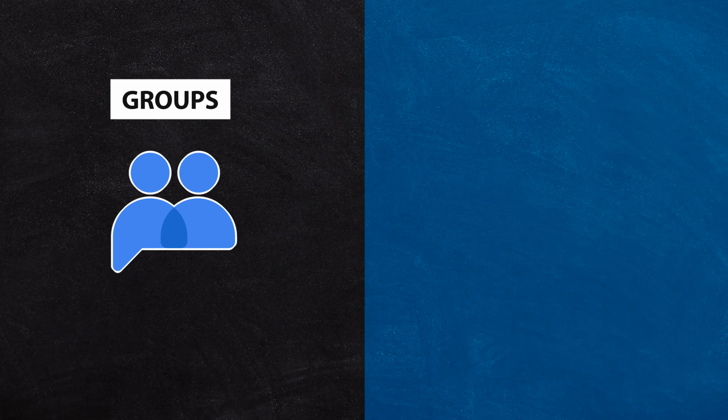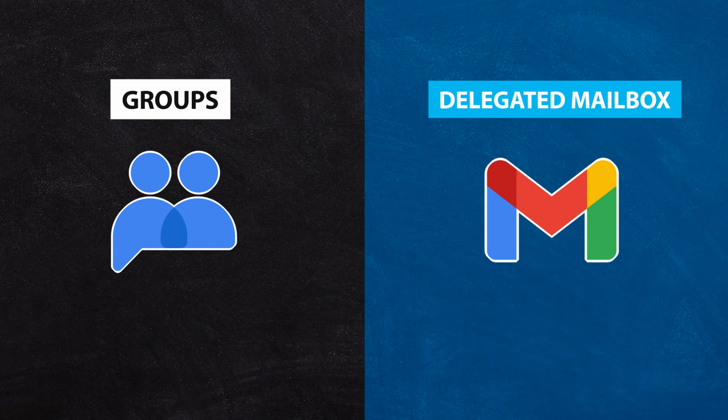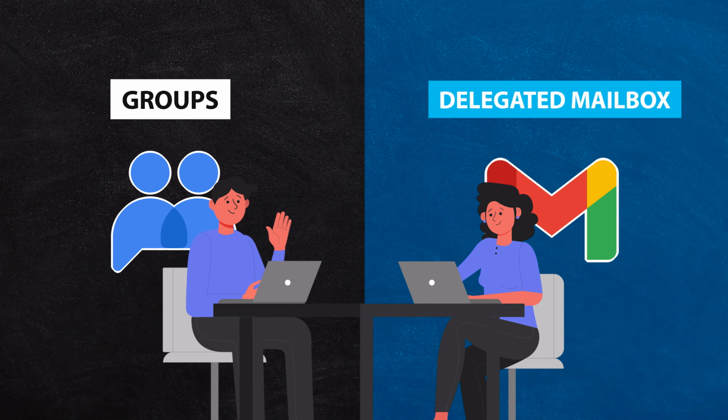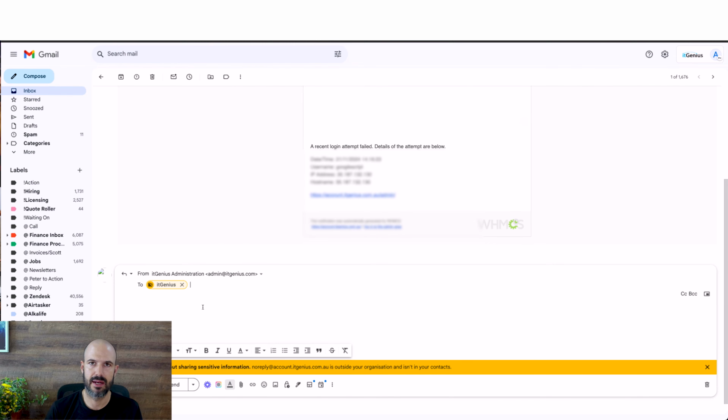So whether you're using the groups method or you're using this delegated mailbox method, the customer experience is going to look pretty much the same. The only thing that's different is the cost and the features. The delegated mailbox method, which is this one, you need to pay for a license because this is consuming a mailbox. The group method doesn't consume a license because it's using a distribution list. So some advantages and disadvantages there.